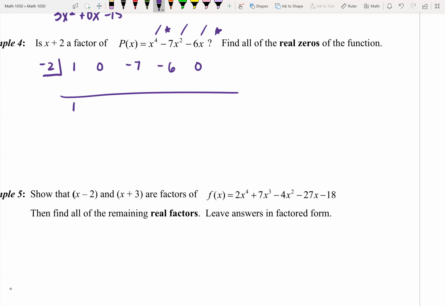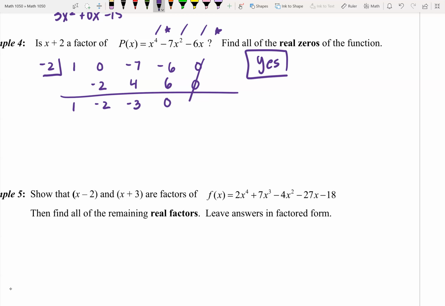Okay, pull this 1 down. 1 times negative 2 is negative 2. A 0 and a negative 2 is a negative 2. A negative 2 times a negative 2 is a positive 4. A negative 7 and a positive 4 is a negative 3. A negative 3 times a negative 2 is a positive 6. A 6 and a negative 6 is a 0. 0 times negative 2 is a 0. And I have no remainder. Is it a factor, everybody? You guys tell me. Yes, it is. Okay, so let's write the word yes, because that's the first question.